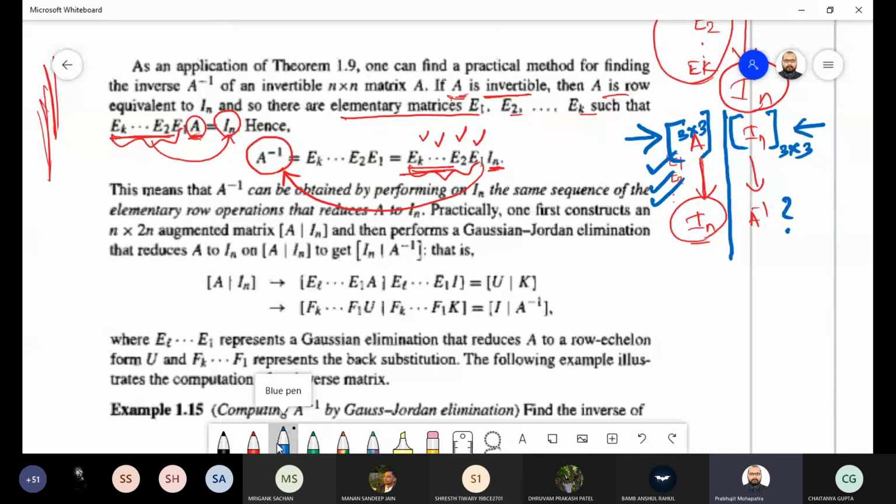So you keep a left hand side and a right hand side. If this matrix A is given, you take one identity matrix and you do the same operations to get the identity matrix on the left hand side. On the right hand side, what will you get? On the right hand side, you are going to get A inverse. Understood or not?